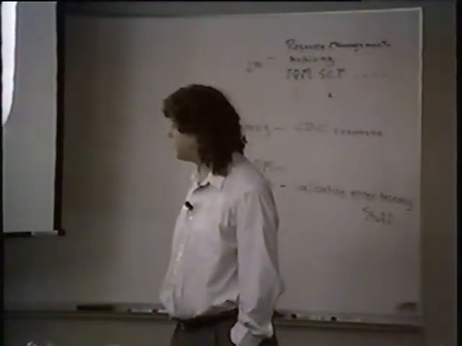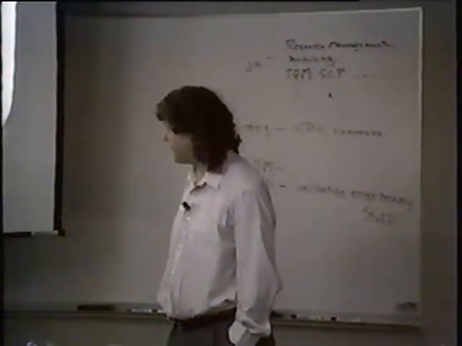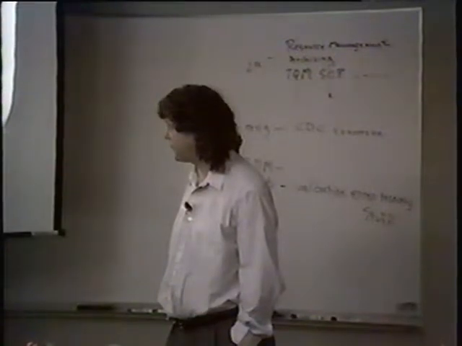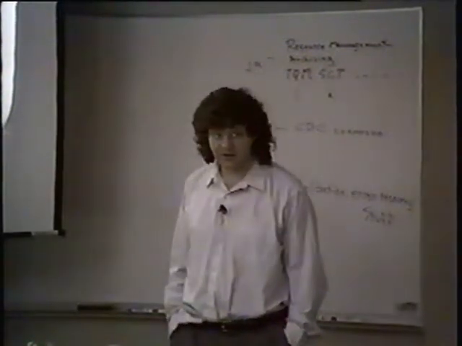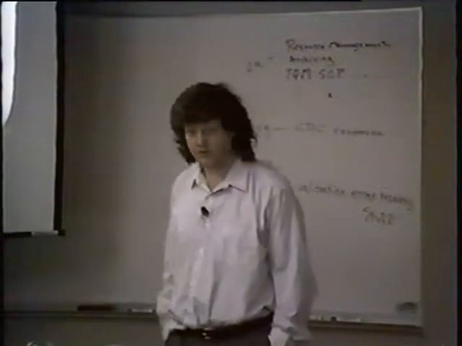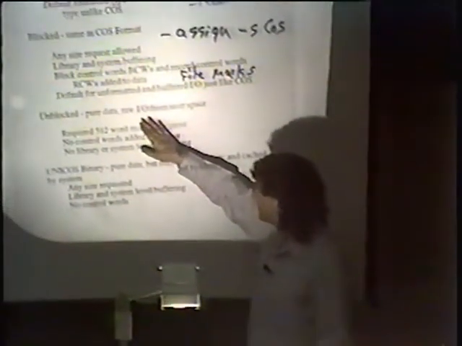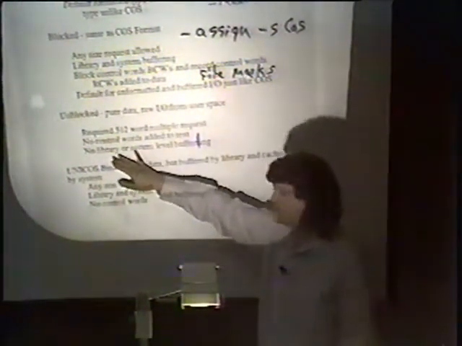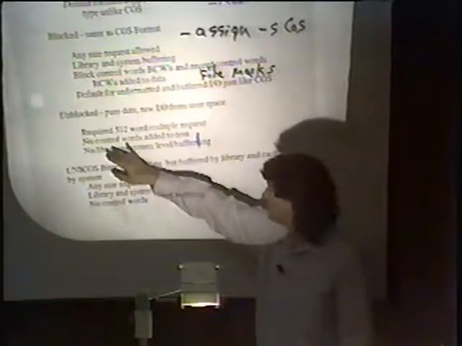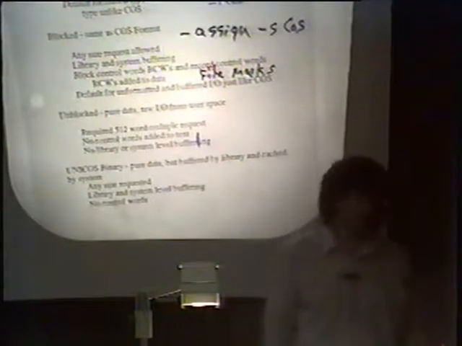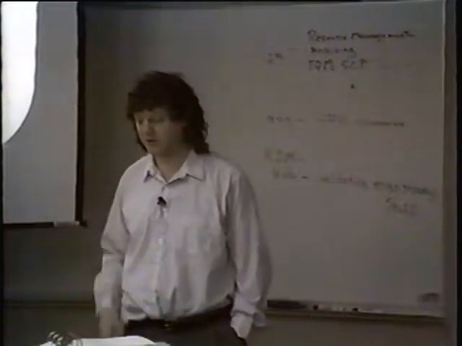The next one is really a raw I/O, unblocked data sets. This is done with the assign command. Again, the assign command is what sets up this environment for these different file formats. And this is pure data being read directly from the user space off to the devices. There's no system or library buffering occurring with this. No control words added. And it has to be a 512-word multiple request, because we need to know that it's going to come out properly for sectoring.